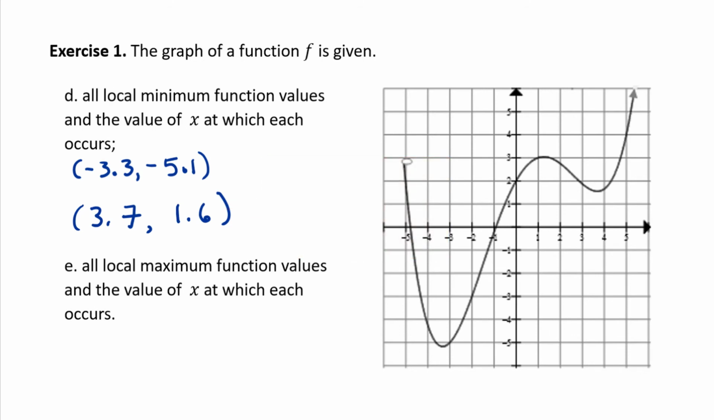E. All local maximum function values and the value of x at which it occurs. The one local maximum value is the turning point in the first quadrant. The ordered pair looks like it's about 1.1 for the x, the corresponding y value is 3.